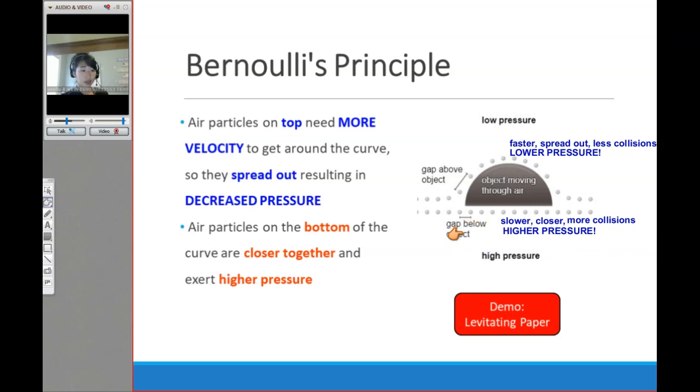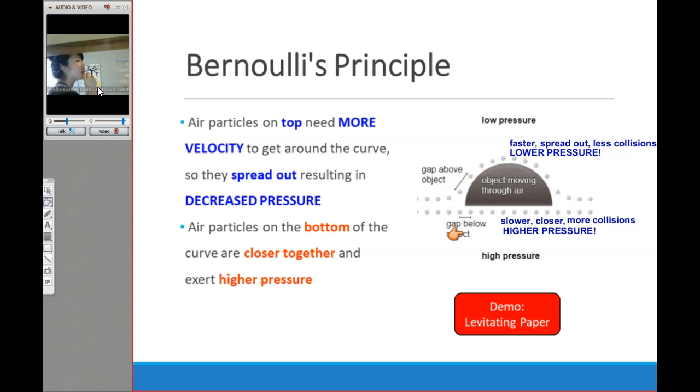On the bottom, they're moving slow, higher pressure. Okay, awesome. Now, what this leads to is I'm going to go ahead and show you this demo. So this is just a strip of paper. And what I'm going to do, you can actually do this at home when you have a strip of paper, is blow on top of a piece of paper and see what happens.